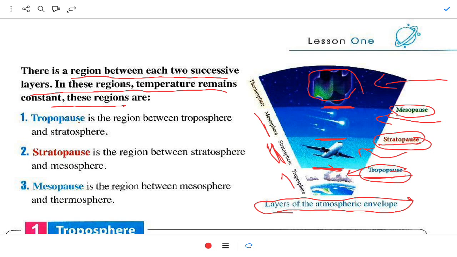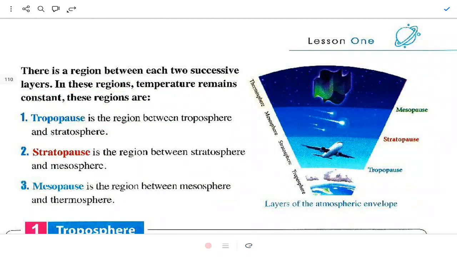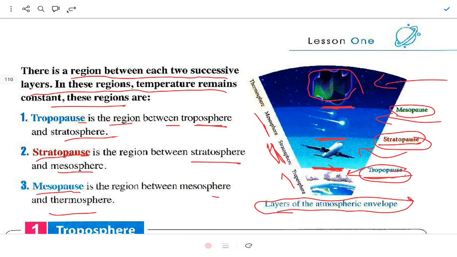Tropopause is the region between troposphere and stratosphere. Stratopause is the region between stratosphere and mesosphere. Mesopause is the region between mesosphere and thermosphere. You have to memorize all these concepts, or all these terms.